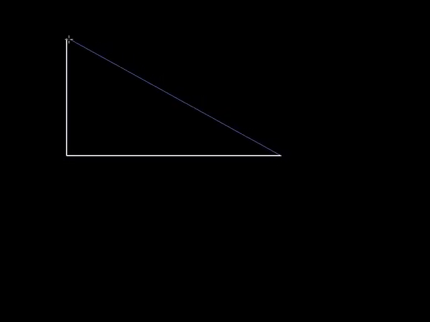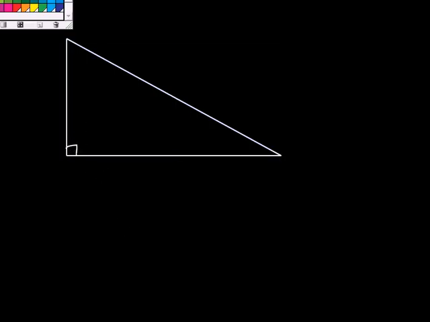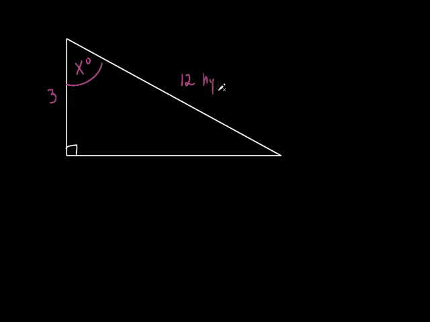Okay, here's another one. Looks just like this. Let's go this purple color. Let's say this is 3. Let's say this is 12. And let's say this is x degrees right here. And you have to solve for x, obviously. So we solve for x. Let's do some labeling again. What is this 12? That's hypotenuse. What is that 3? It's adjacent.